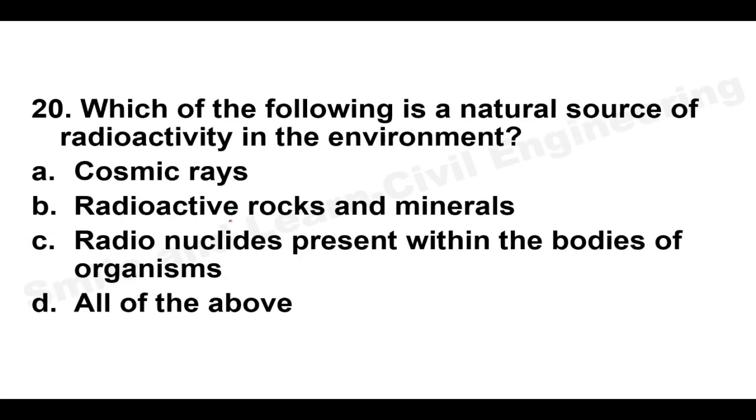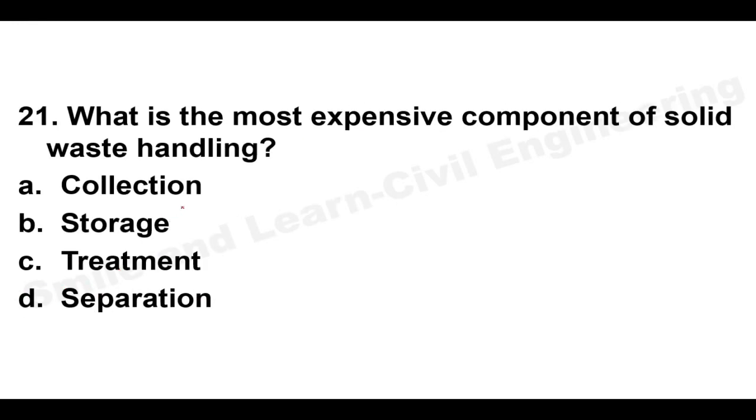Which of the following is a natural source of radioactivity in the environment? Cosmic rays are a natural source. Radioactivity from rocks and minerals is also a natural source. The nuclides present within the body of organisms are also a natural source. So option D is the correct answer, all of the above. Next question. Which one is the most expensive component of solid waste handling? The correct answer is collection, because collection is very important, and without collection the management of the waste is not possible.